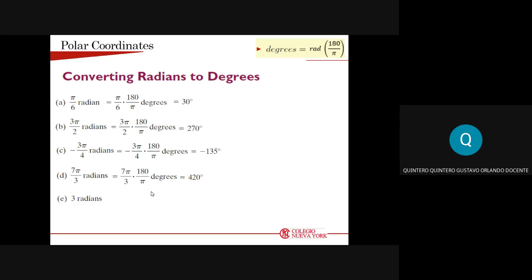Last but not least, let's see who gets it first. How much is 3 radians into degrees? Juan Camilo Alba got it first. The solution will be rounded, because sometimes we cannot cancel and then it will be a round answer. 171.89. Congratulations to Juan Camilo Alba, who gets it first.